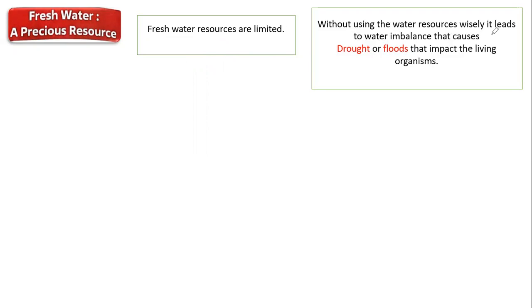Without using the water resources wisely, معناها بحكمة, it leads to water imbalance. Water imbalance, بيبقى في عدم توازن هنا بقى, that causes drought or flood. Drought, معناها جفاف, no water, or you can see the water bodies dry up. Floods mean much water that washes out everything in its way and impacts living organisms. So here, water imbalance causes what? Either drought, no water, or floods, much water.